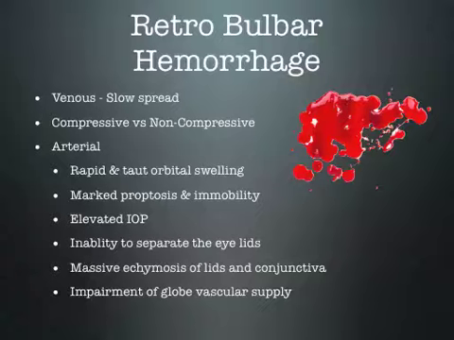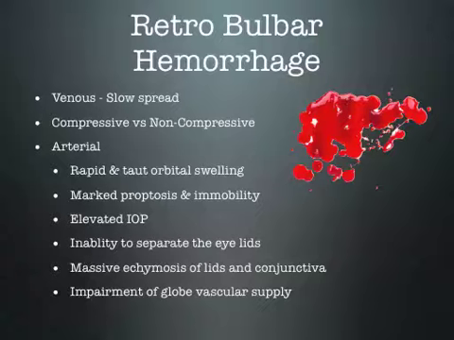The minute you give an anesthetic, the tone of the lids is gone. You can move the lids very freely if your block is good, and the patient has no voluntary control over the lids. But if the lids get really tight, that's when you've probably caused an RBH. You can have massive ecchymosis of the lids and of the conjunctiva, and you can also have impairment of the globe's vascular supply in rare cases.